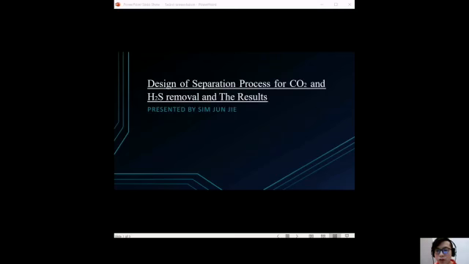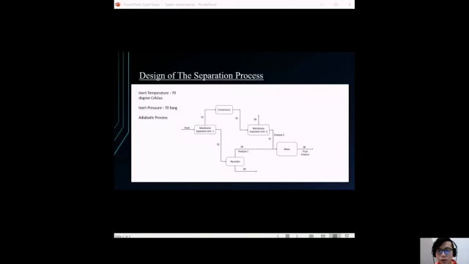I'm going to present our design of the separation process and the result we obtained from the membrane separation unit. First of all, the inlet temperature and pressure were set, which are 70 degrees Celsius and 70 bar. Based on the diagram above, two membrane separators, one compressor, one absorber, and one mixer are needed and designed for the separation process of carbon dioxide and hydrogen sulfide.